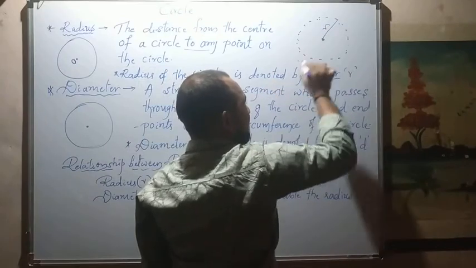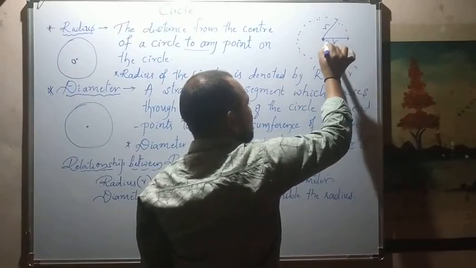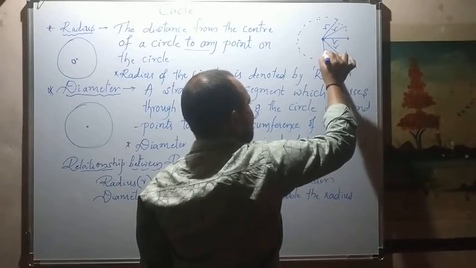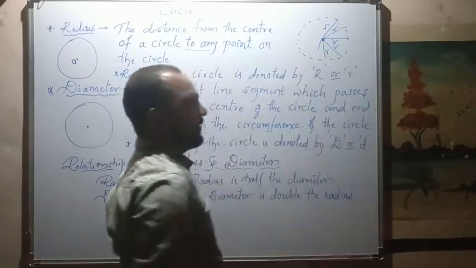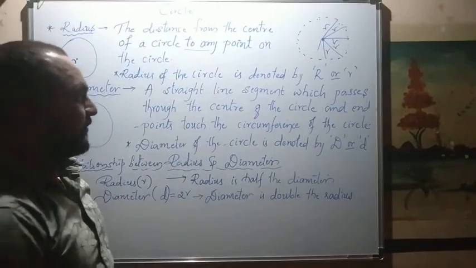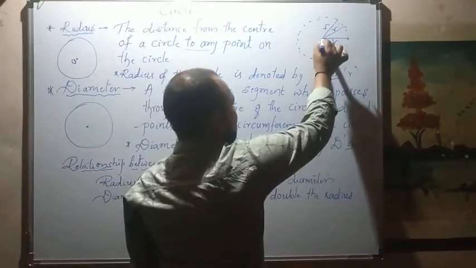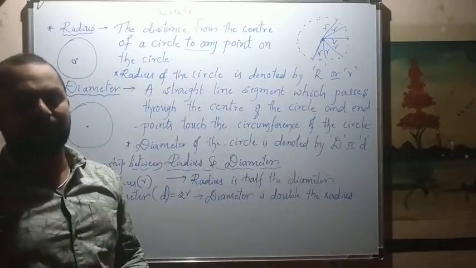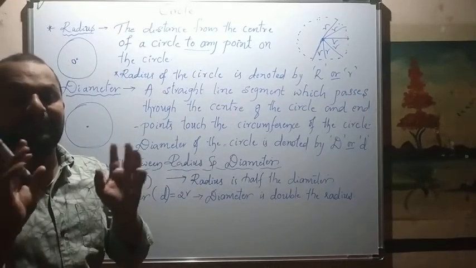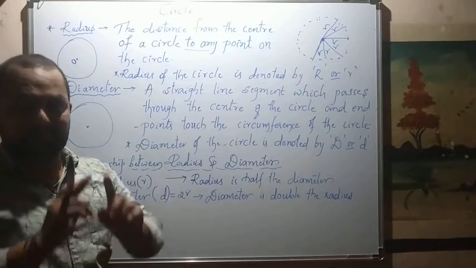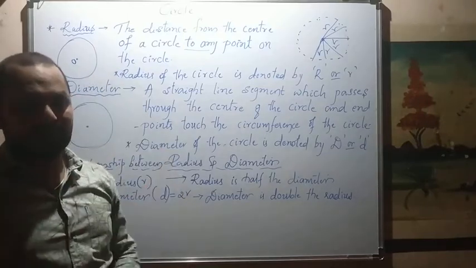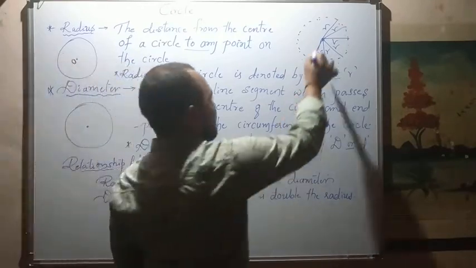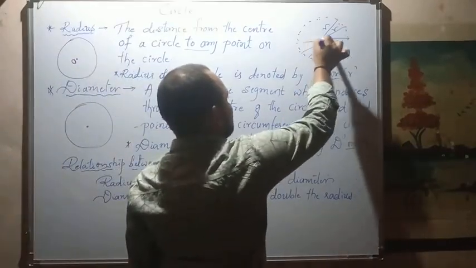Then this is a radius, and this is a radius, and this is a radius. Here, from the center to any point on the circumference of the circle. The circumference means the distance around the circle. Any point on the circle.